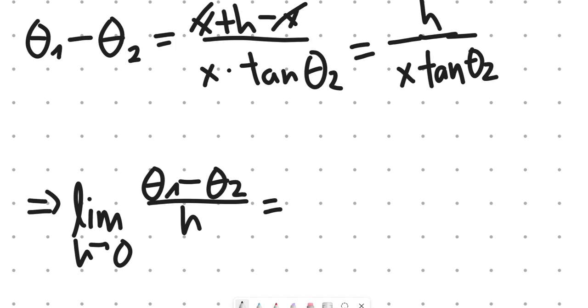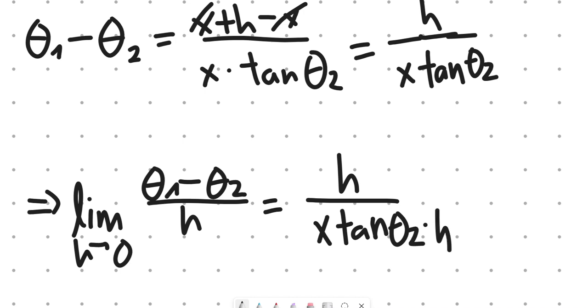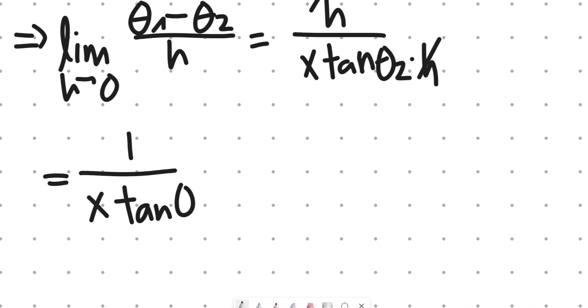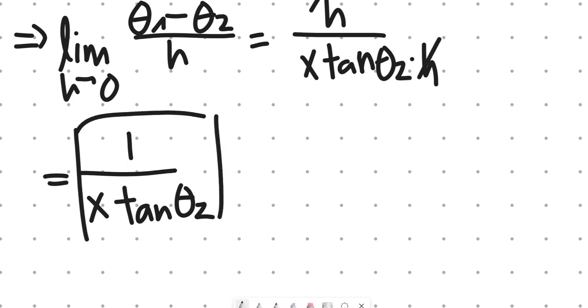Also stating that we have h over x tangent theta 2 times h, where the h will cancel out, which means we can leave the limit behind. That's why I didn't really write the limit in the first place here. So here we get 1 over x tangent theta 2. So we still have the theta 2 here, and theta 2 indeed was the inverse secant of x. But the tangent of the inverse secant of x we cannot really calculate.